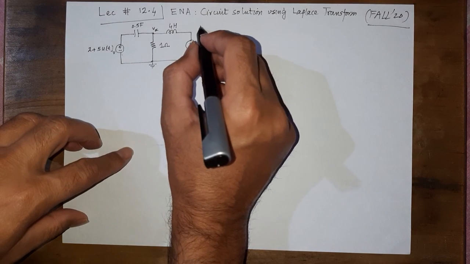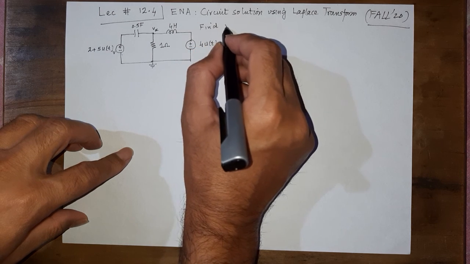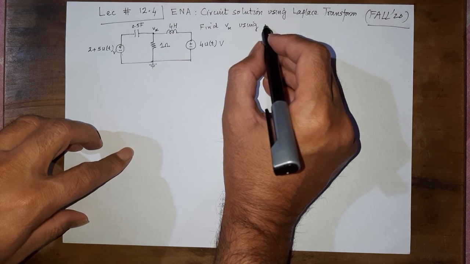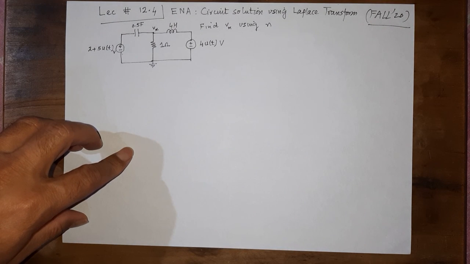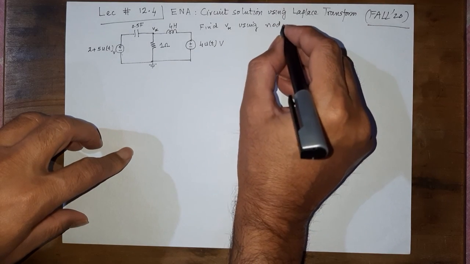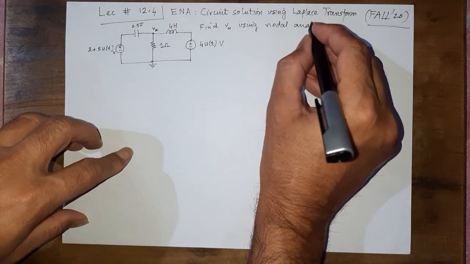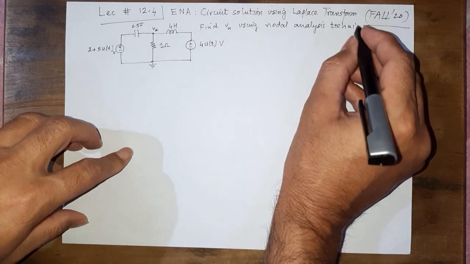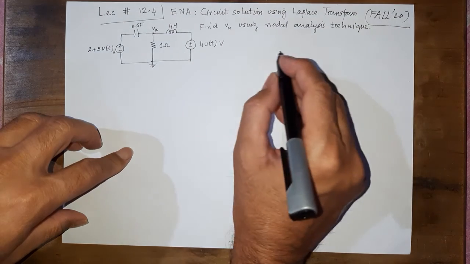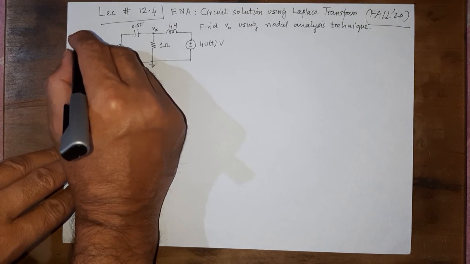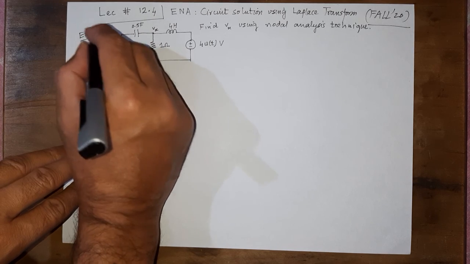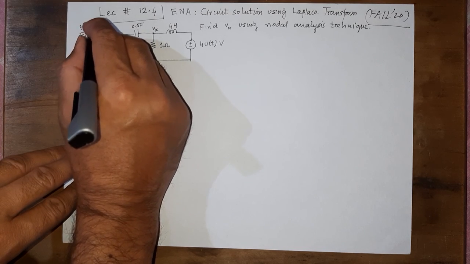So the question says find Vx using nodal analysis technique. This is basically book example 15.4 from the Heights book.